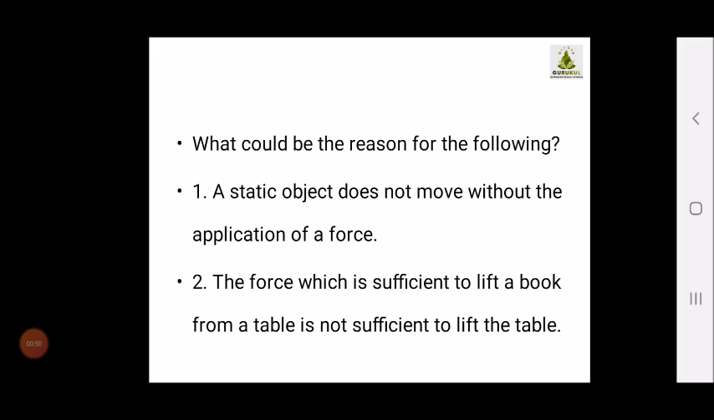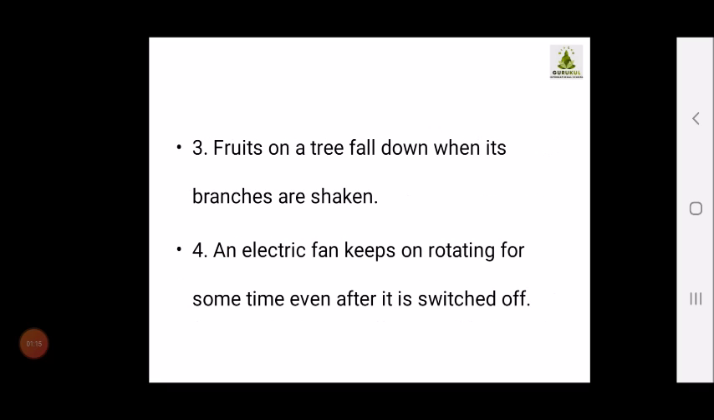Then the force which is sufficient to lift a book from a table is not sufficient to lift the table. Suppose you are having a wooden table, imagine the days when you used to come to school, and the force which you require to lift your science textbook, is it possible for you to lift your table with the same force? Whatever your answer is, we will come to that point afterwards.